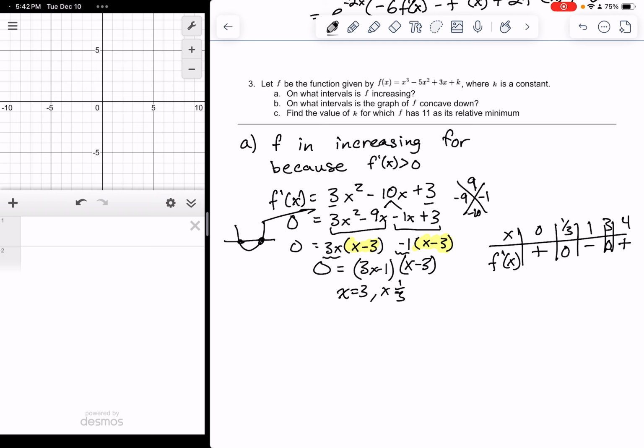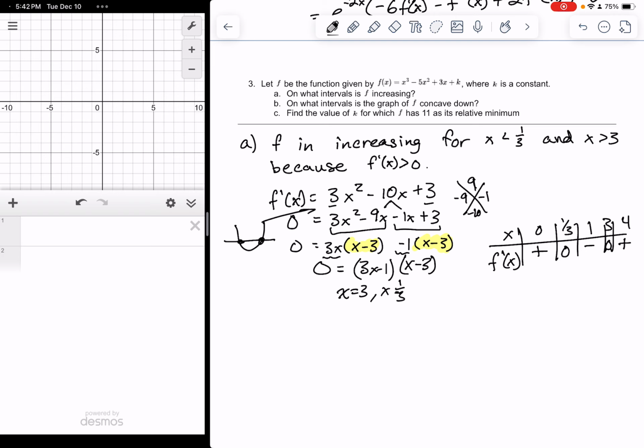Okay, so now I have all the information. I could say that it's increasing on the left side for x less than 1/3, and on the right side for x greater than 3, because f prime of x is greater than 0.